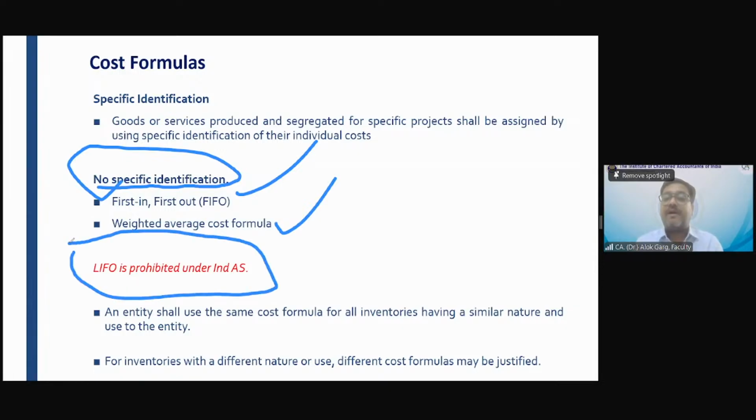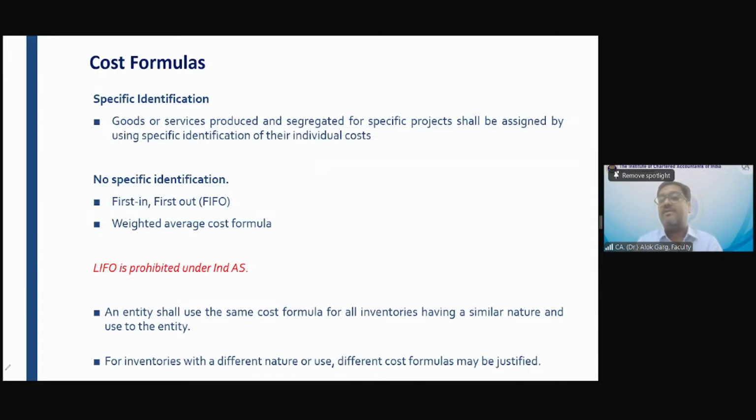LIFO is prohibited under Ind AS, right? An entity shall use the same cost formula for all inventories having a similar nature and use to the entity. For inventories with a different nature or use, different cost formulas can be justified. For example, the entity is selling a perishable product and a non-perishable product. So there could be 2 different cost formulas. For the perishable product, they can apply the FIFO method. For the non-perishable product, they can apply the weighted average cost formula. Right?